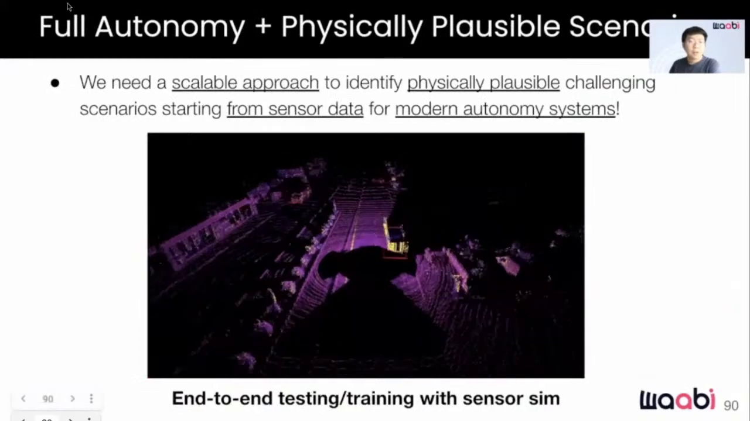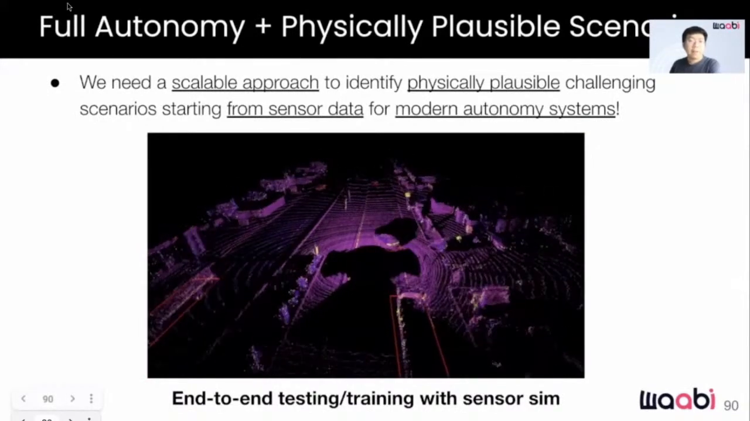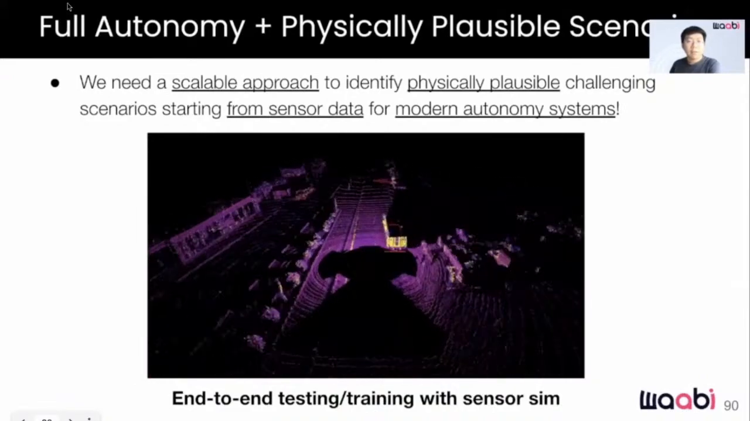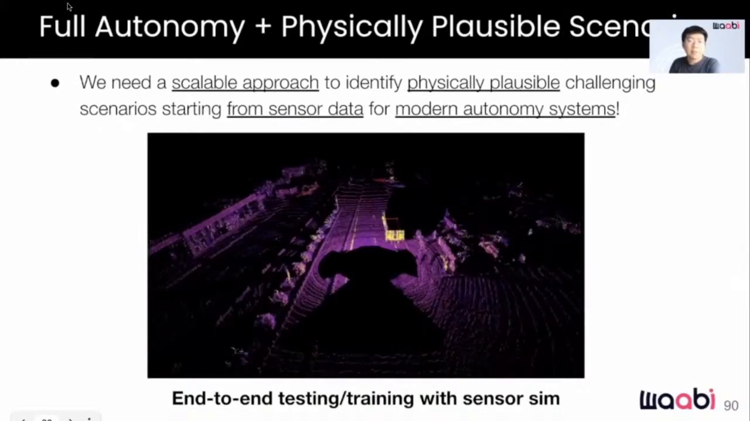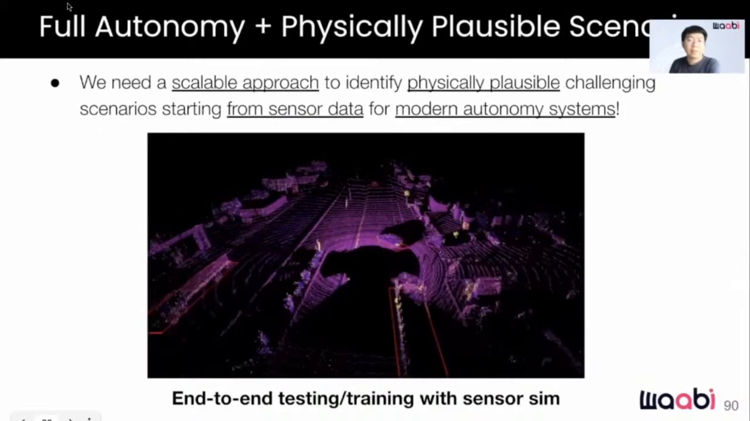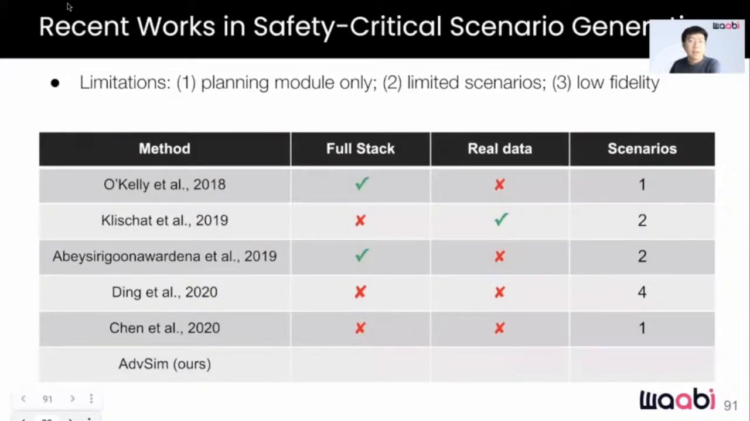Therefore, we need a scalable approach to identify physically plausible challenging scenarios, starting from the sensor data for modern autonomy systems. Starting from LiDAR data matters since it allows us to conduct end-to-end testing and training with those simulated scenarios. This table provides a summary of recent works. Most prior works generate scenarios only for a handful of scene configurations and are adversarial only with respect to the planning module. We propose a scalable approach to modify existing traffic scenarios to cause full autonomy system failures. Our approach tests modern autonomy systems and generates over 4,000 unique adversarial scenarios.